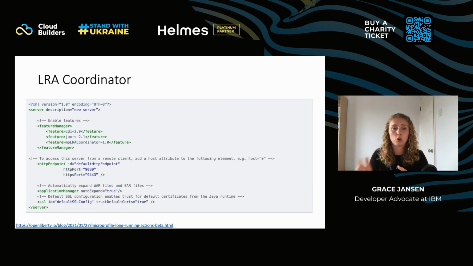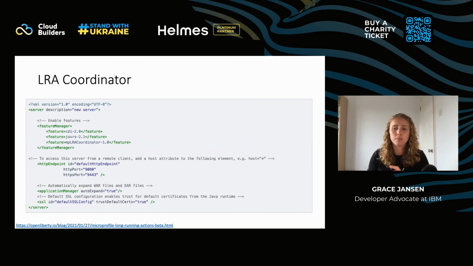It's on GitHub, it's all open source. So if you go in and find something wrong with it, for example, feel free to add an issue or suggest improvements if you see anything. So this is the kind of thing that you'll need for the LRA coordinator, and you can see the feature added there to it, MicroProfile LRA coordinator 1.0, and just some configuration for it.